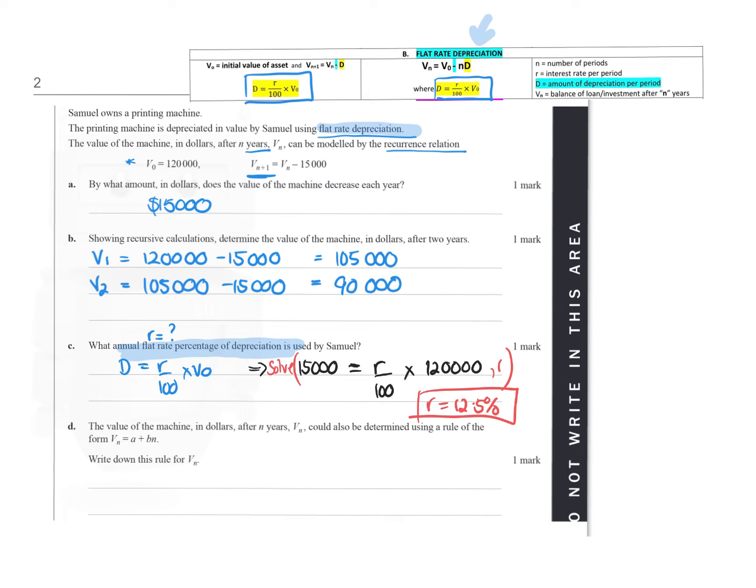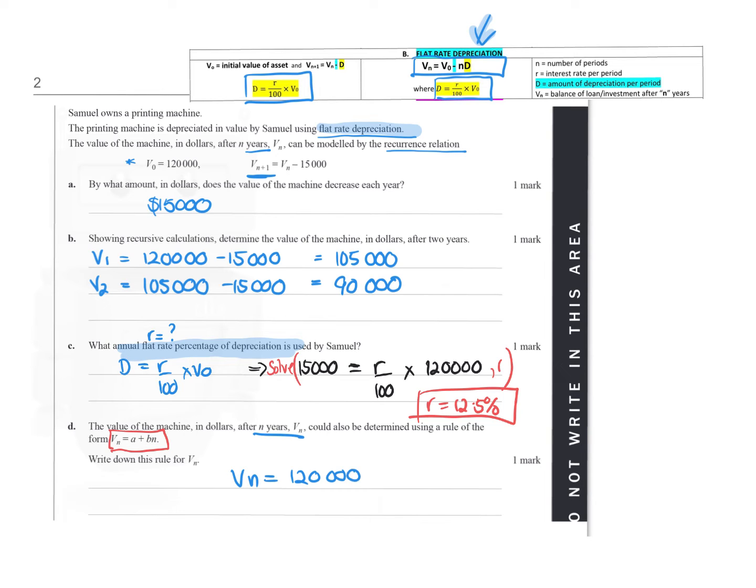Okay? So the value of the machine in dollars after n years could be determined using this rule. They're asking us for the nth term here. Remember I said the middle column shows us the nth term formula. So they want you to write down the rule for Vn, and it is the same as what we've got up there. So Vn would equal, following what our formula says, the V0. So what was the V0?